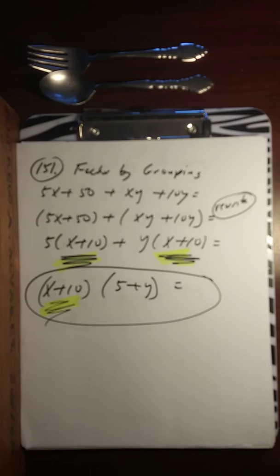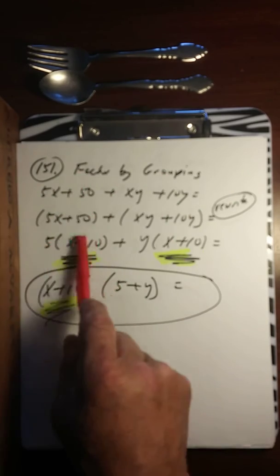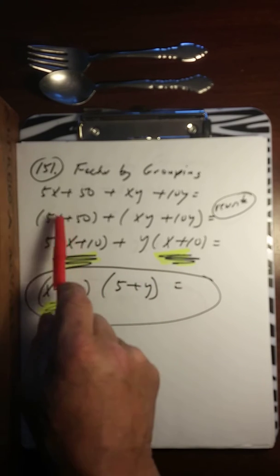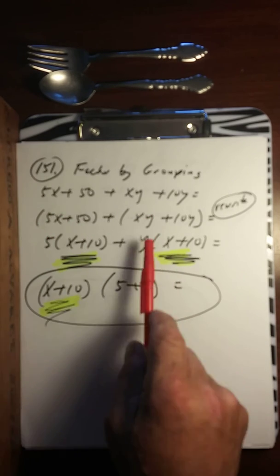Factor by grouping. Here's the original problem. Put them in groups. The first one plus the second one. Just put a plus right there. Now factor out the 5. 5 times that is 5x. 5 times that is 50. Y times that is that. And y times that is that.